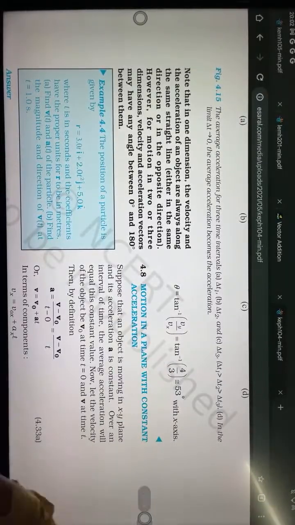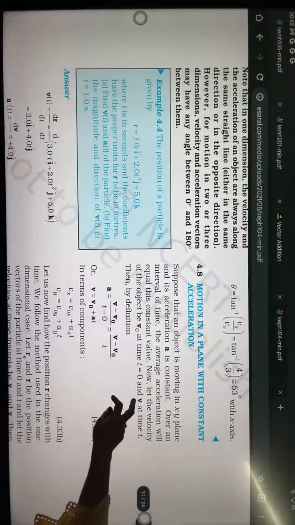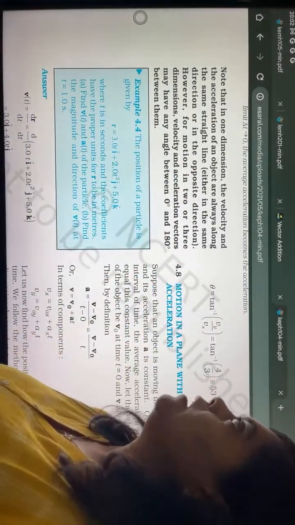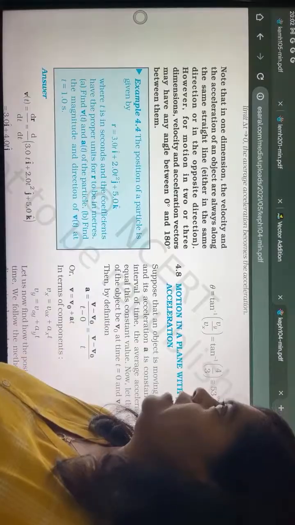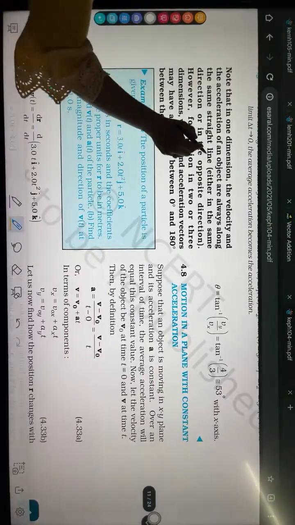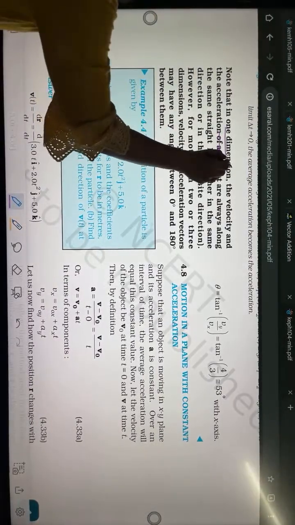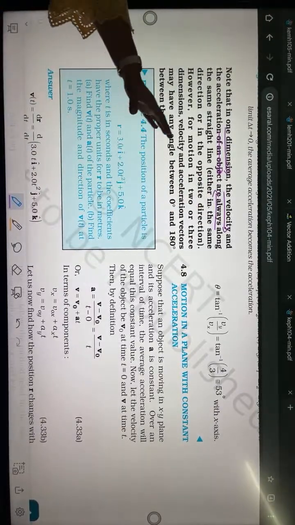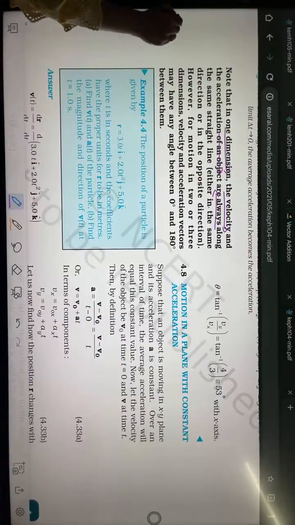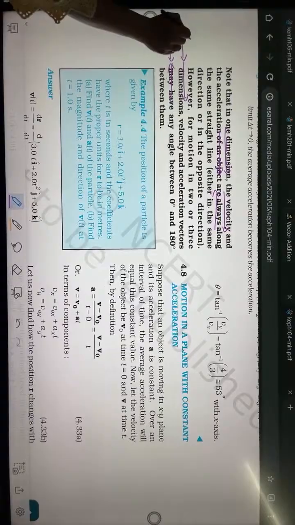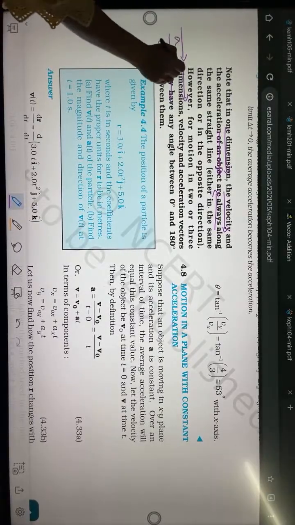Here also you can find what is given: the velocity and the acceleration of an object are always along the same straight line. That is, either in the same direction or in the opposite direction. So what they mention, either in the same direction, like this, or one might be in the opposite. That means the same straight line. So how will it be? Same straight line, like this, if it is acceleration and velocity.